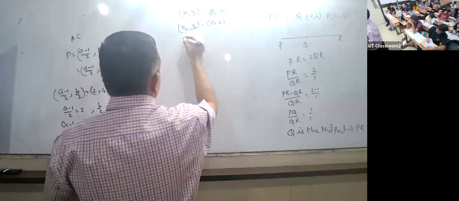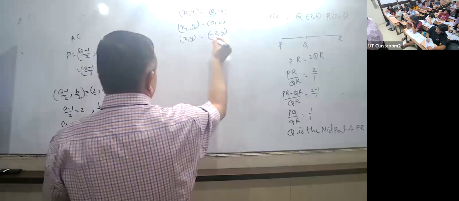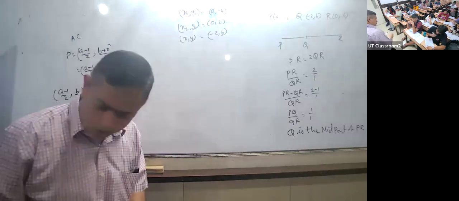0, 2. x, y. Minus 2, b. Use the midpoint formula and solve it and show it to me.